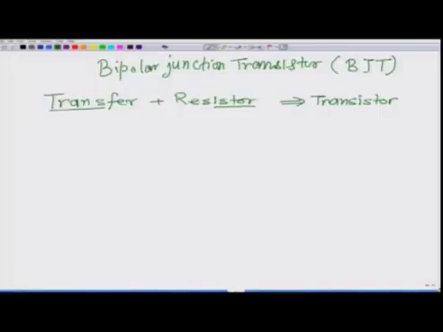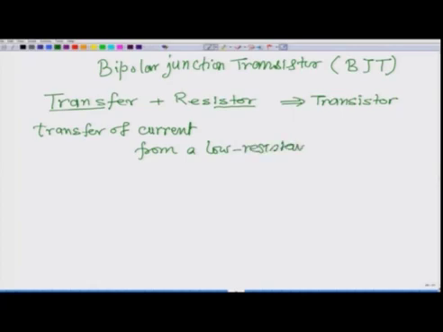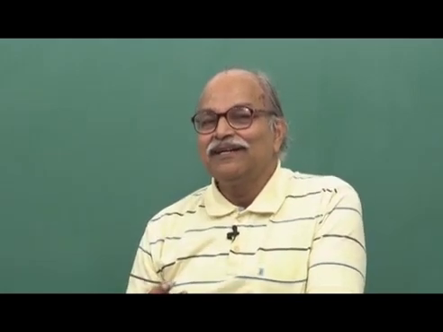So, essentially what is getting transferred and what is the role of resistor? It is a transfer of current from a low resistance part of the circuit to a high resistance part of the circuit. And if you do that, the power will be increased. If you have almost the same current going in a low resistance circuit and of the same order current going in high resistance circuit, then you gain power.